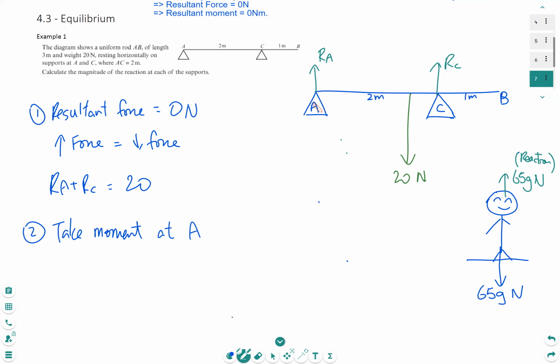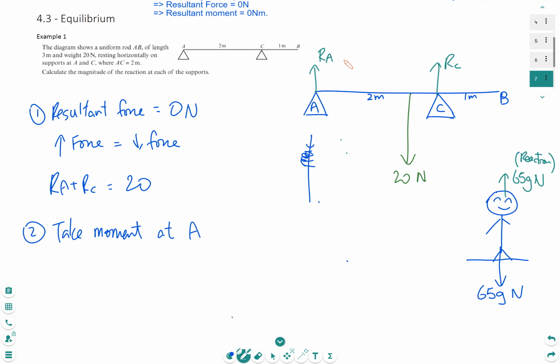The reason you want to take moments at A is because, imagine A is a hinge, okay? RA is the force that is on the hinge. Imagine you're opening the door right on the hinge. Can you generate any moment? You can't, because that's the hinge. If you try to open it here, no matter how hard you try, you generate no moment at all. Therefore, the moment generated by RA is 0.